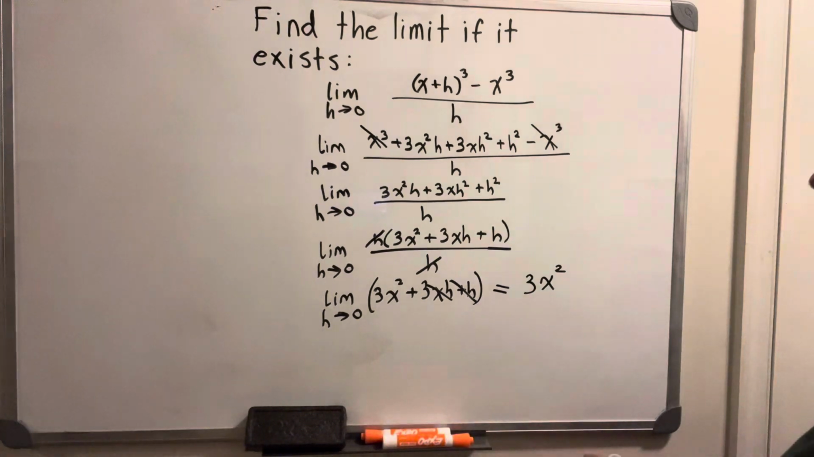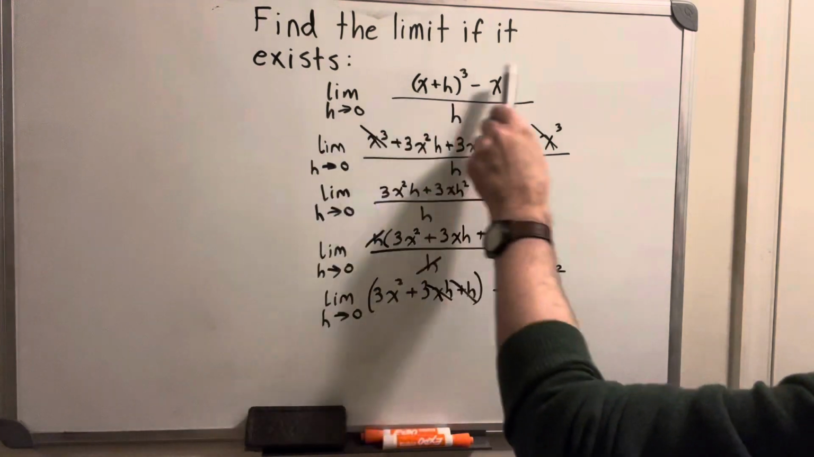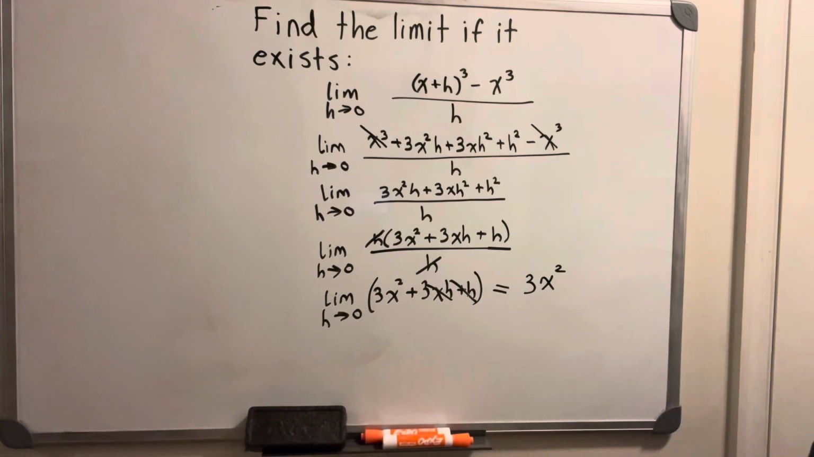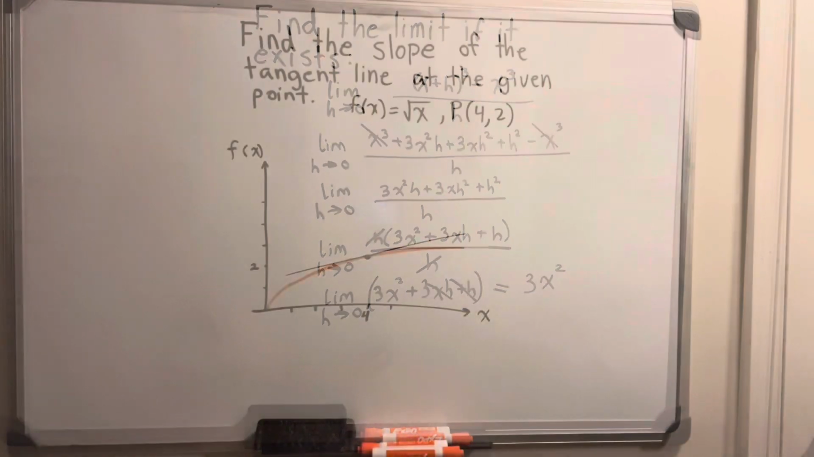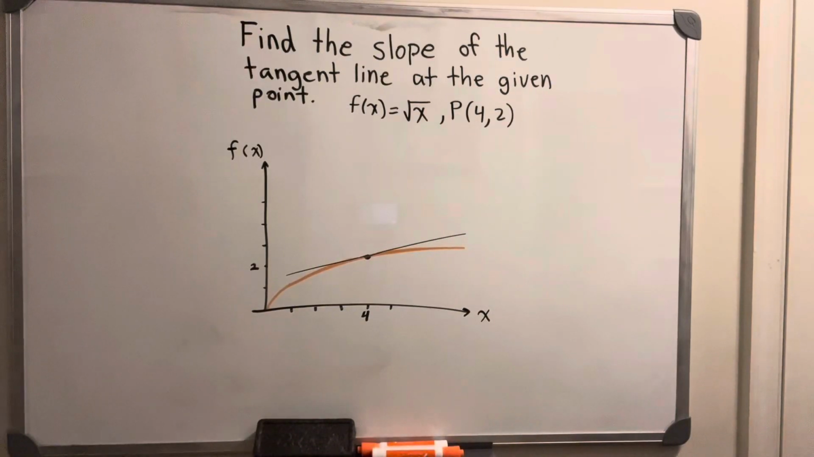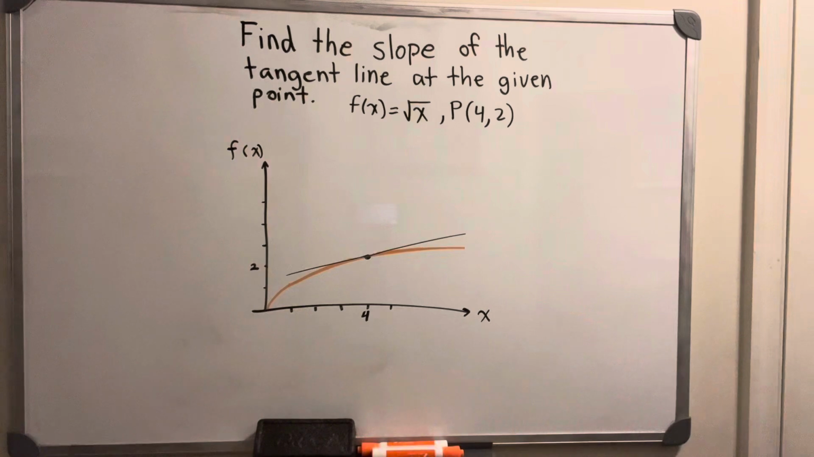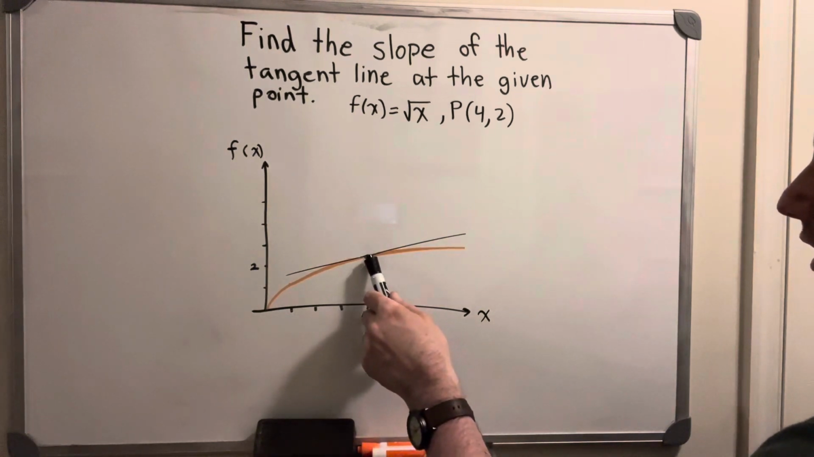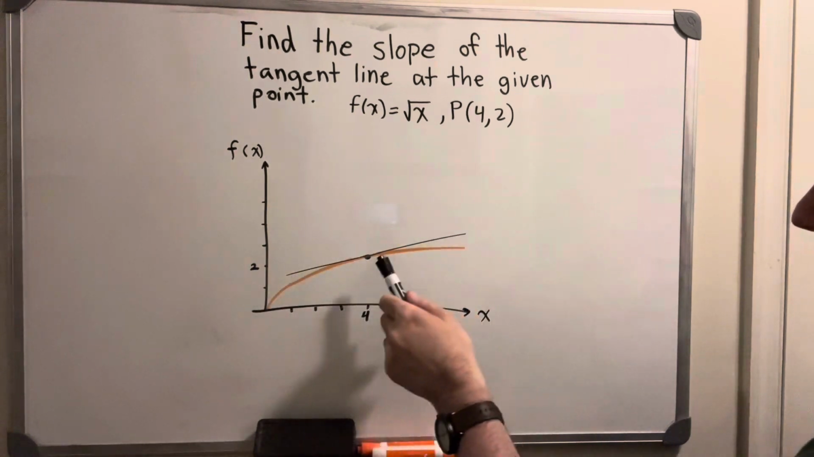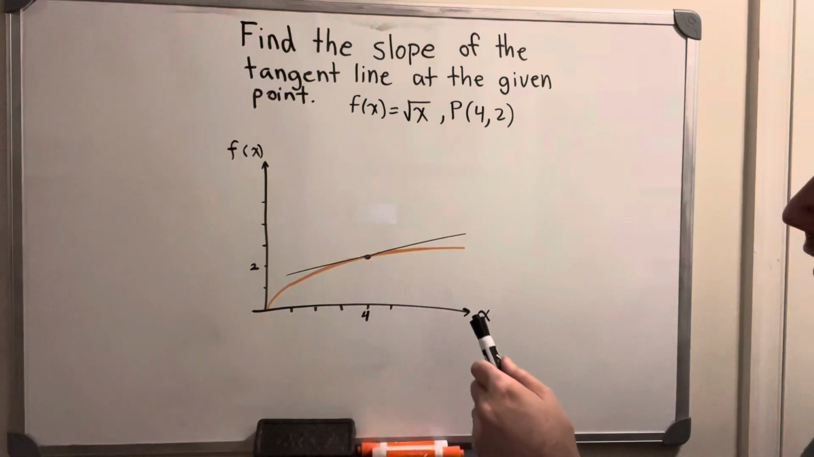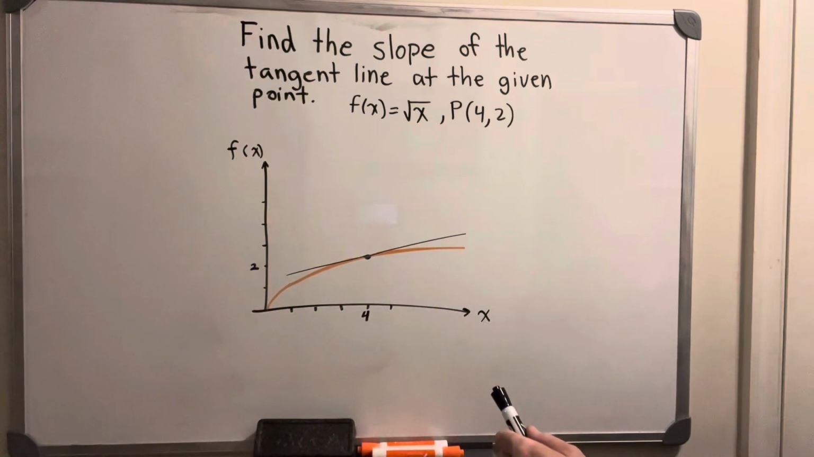So that would be the limit of this original problem as h approaches 0. This problem says find the slope of the tangent line at the given point. Now this function shown by the orange curve is f of x equals the square root of x. And the point where the tangent line just touches that curve is at (4, 2).